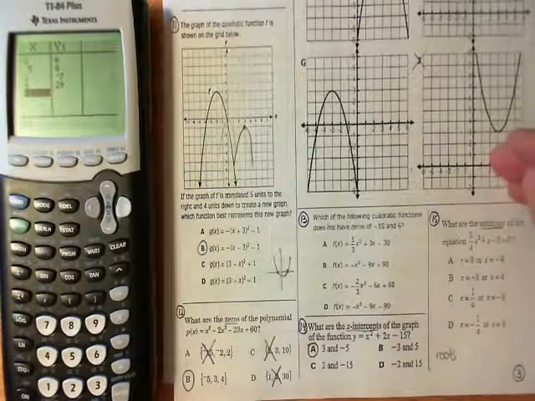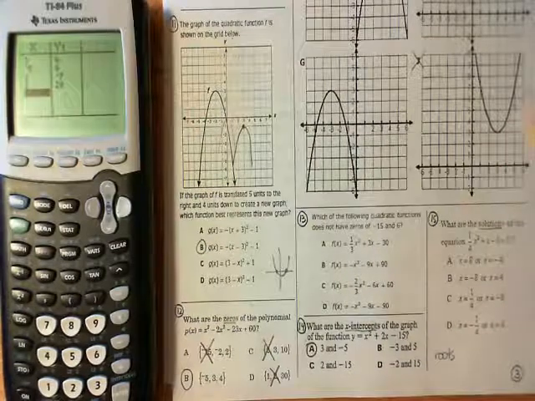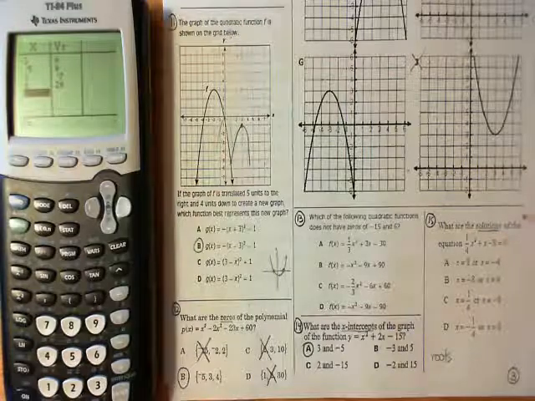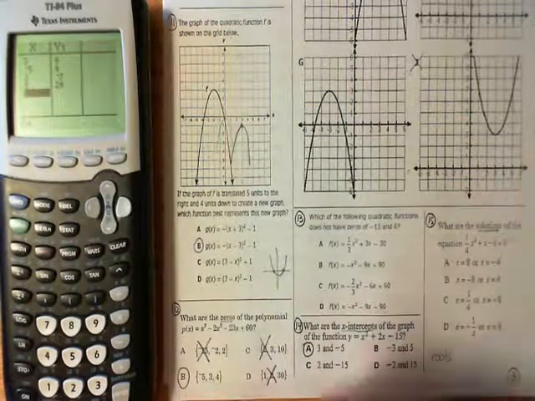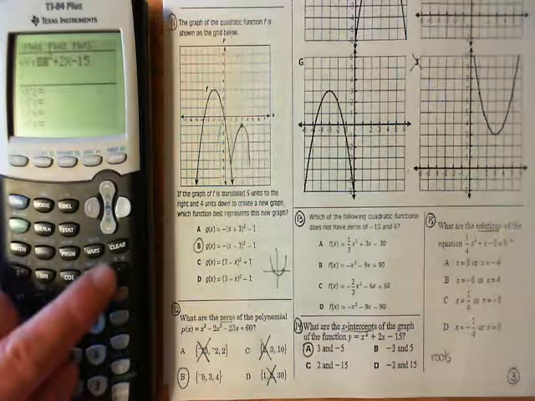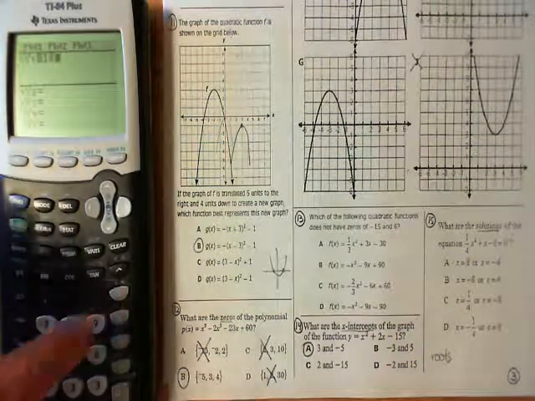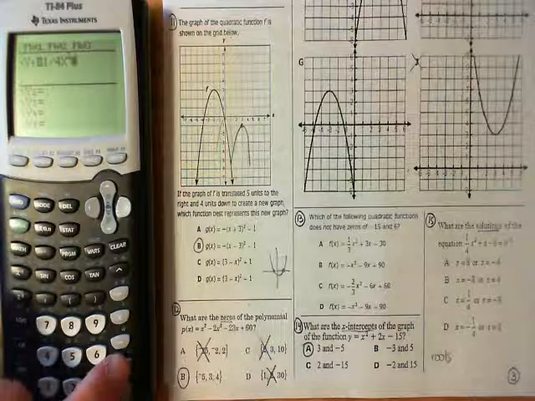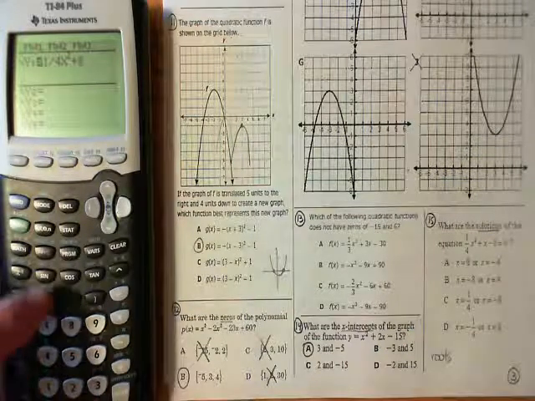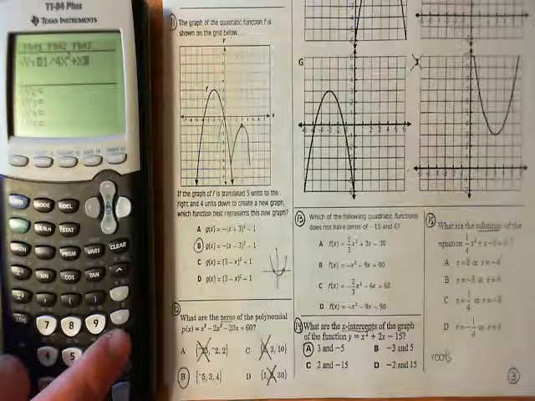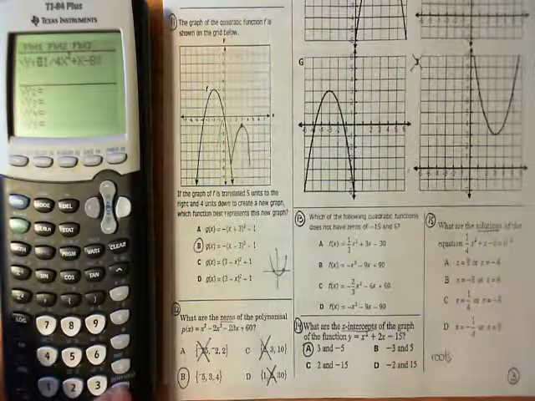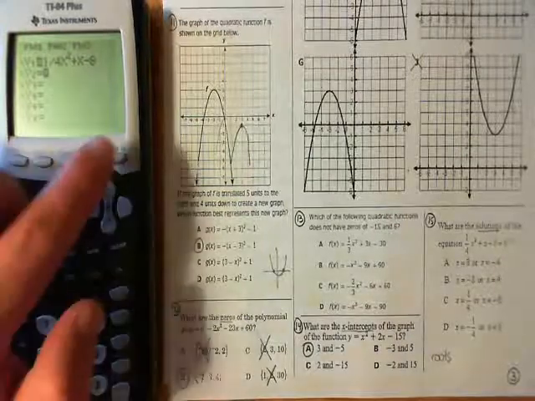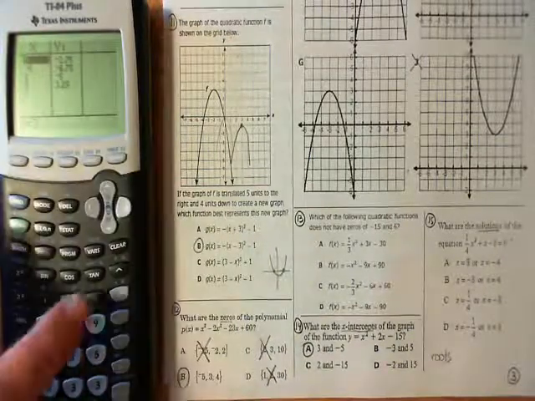Let's try number 15. What are the solutions of the equation 1/4 x squared plus x minus 8 equals 0? Again, you want equals 0, so you press y, clear, 1 divided by 4x squared plus x minus 8, and press enter. Now we're going to go to the table and we're going to start entering the numbers.